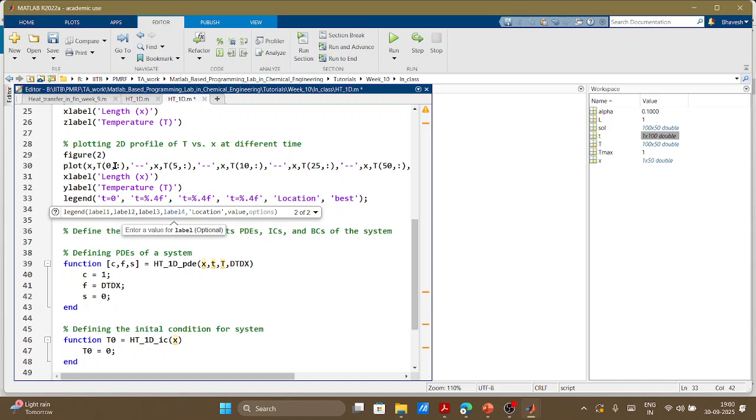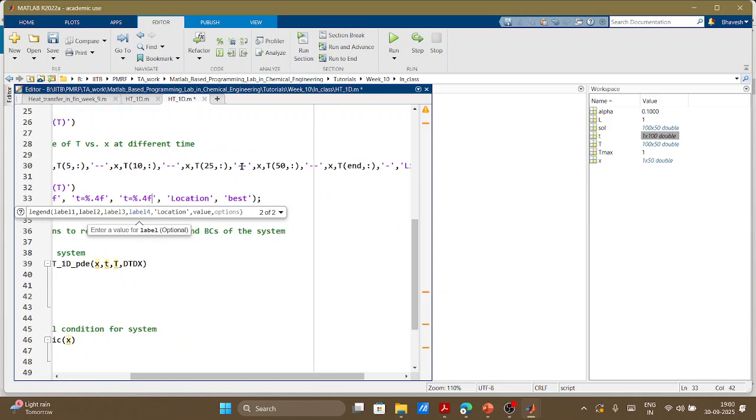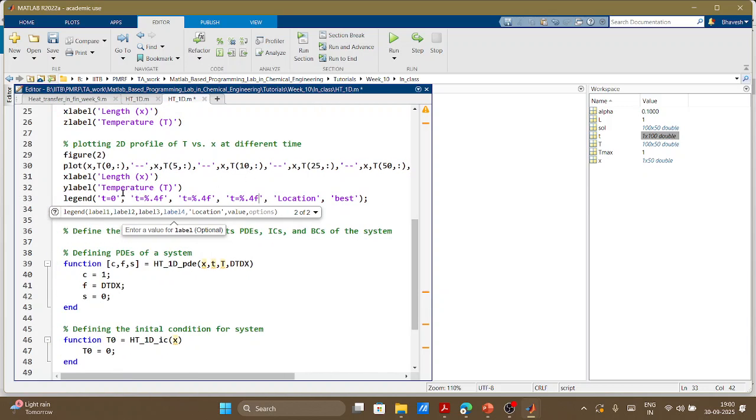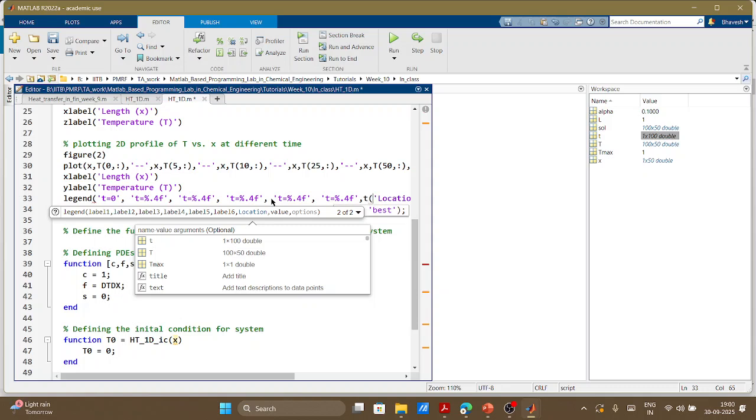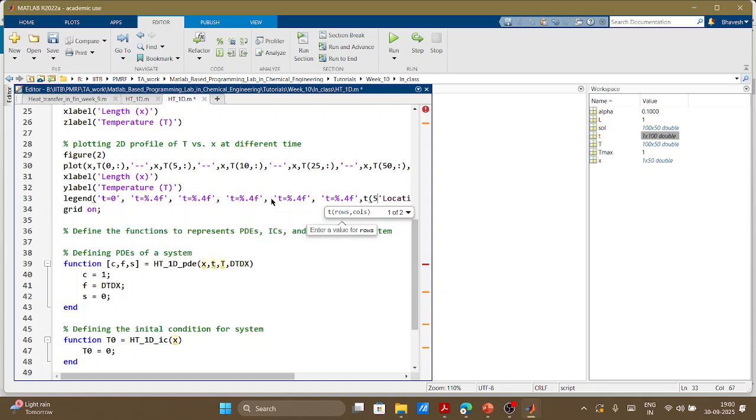How many data points do we have? 1, 2, 3, 4, 5 and 6 plots. 1, 2, 3, 4, 5th and 6th, and the value we write it as tau comma 5.